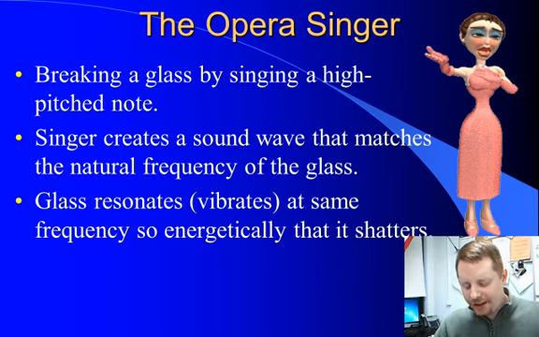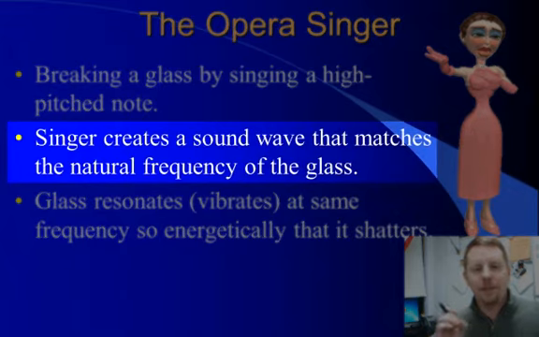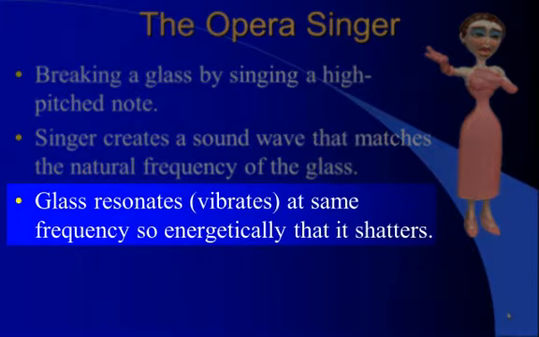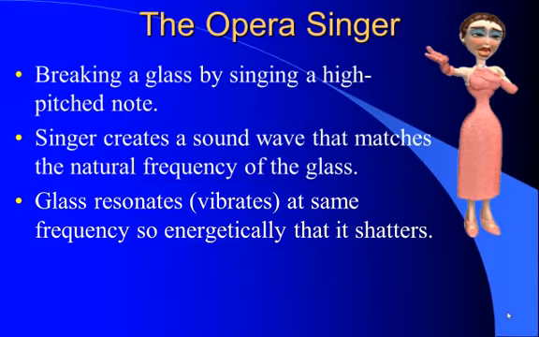Now the glass resonates or vibrates at the same frequency that the singer emits the sound at. So the singer has to have perfect pitch and hit just that frequency that causes the object to vibrate. And as it resonates, as it moves faster and faster, the vibrations in that object eventually are too much. It stresses the object and it shatters. That's a great example, or a popular example, of resonance.